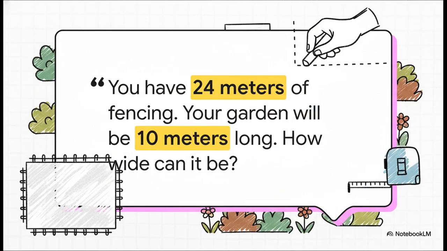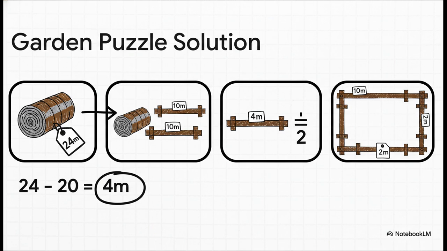Okay, let's try a tougher one. This time, it's a rectangle. Your neighbor is super nice and gives you 24 meters of fencing. You've already decided you want your garden to be 10 meters long. So here's the puzzle. How wide can you possibly make it with the fencing you've got left? Let's break this one down step by step.